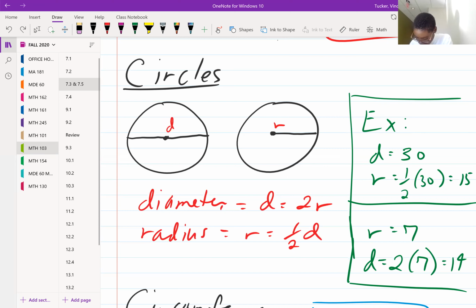The relationship between the two is that half of the diameter is the radius, and if you multiply the radius times 2, you have the diameter. If you have just one, you should automatically be able to figure out the other. That's what I was emphasizing over here in the green. If they give you the diameter to be 30, you would take half of 30, which gives you 15 for the radius. Or if they give you 7 for the radius, multiply that times 2, and that would be 14 as your diameter.